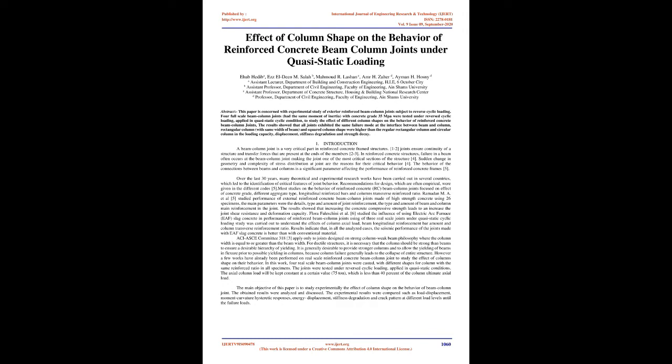Rectangular column, with same width of beam, and squared column shape were higher than the regular rectangular column and circular column in the loading capacity, displacement, stiffness degradation, and strength decay.